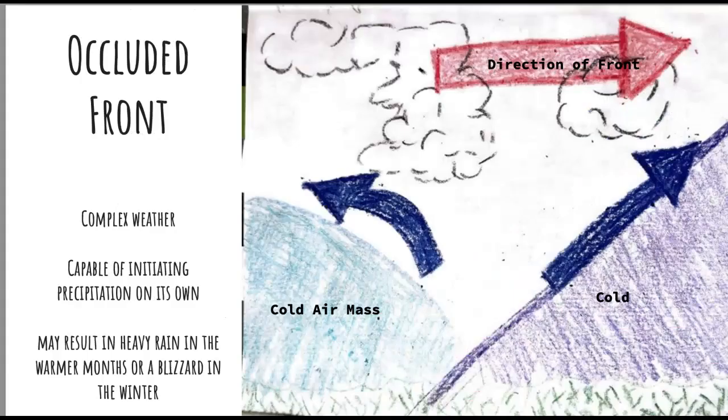Next, we have an occluded front. These include some complex weather. They're capable of initiating precipitation on their own. They may result in heavy rain in the warmer months or a blizzard in the winter.